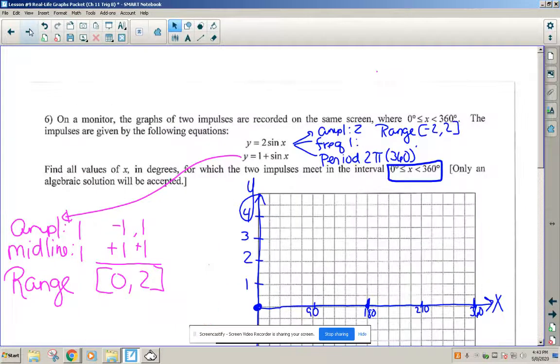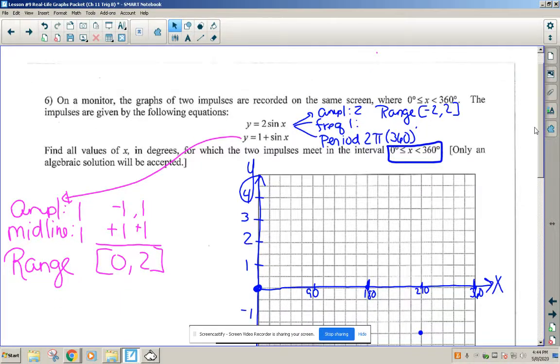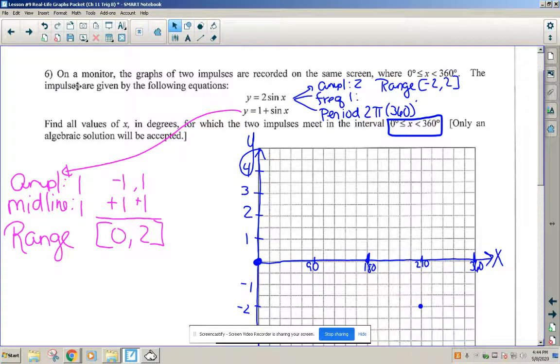The next problem, problem number 6. Now, problem number 6 has 2 impulses on the same screen, and they're telling us now this is the domain, 0 to 360. Now, that's how I'm going to label. Instead of pi over 2, I have 90. Instead of pi, I have 180. 3 pi over 2 for 270. And then here's my 2 pi, 360. They told me this time to make sure I use the numbers.